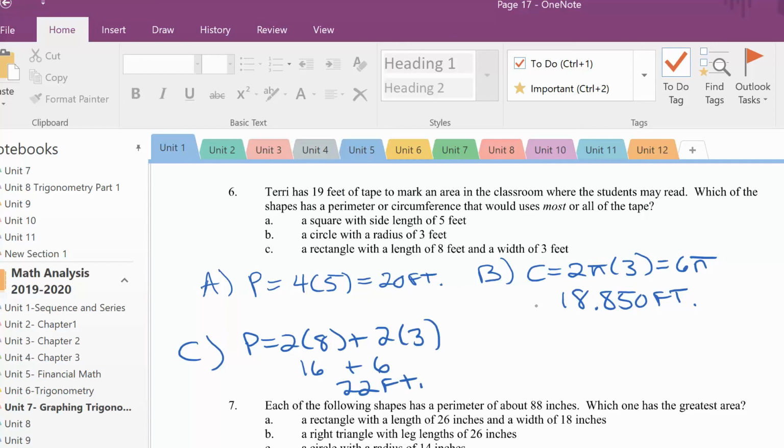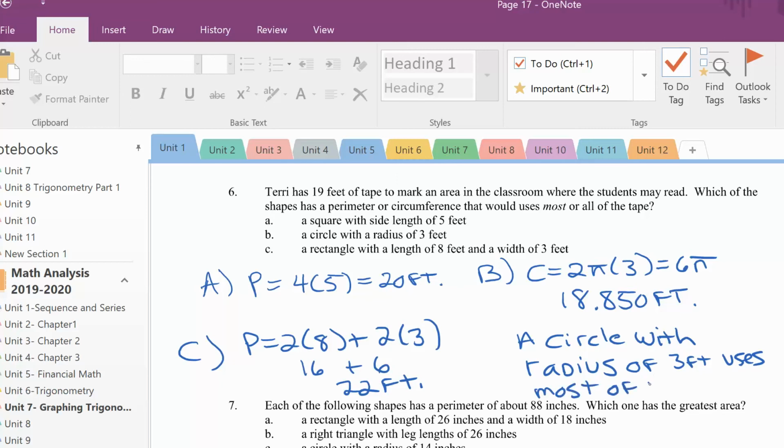So the answer to the question is a circle with radius 3 uses most of the tape, because the others would need too much. So therefore, the circle is the best choice.